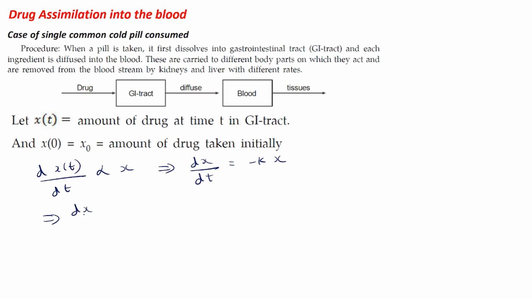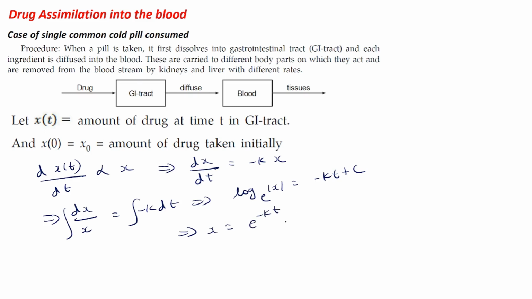So from here we have dx by x equal to minus k dt. When we integrate on both sides, we get log mod x equal to minus kt plus c. This is to the base e. As a result, we have x as e raised to minus kt into e raised to c. Now we have taken at time t equal to 0, x is x naught. So as a result, we will get e raised to c as x naught. So this implies x is equal to x naught into e raised to minus kt. So this is the mathematical model for drug assimilation into blood.